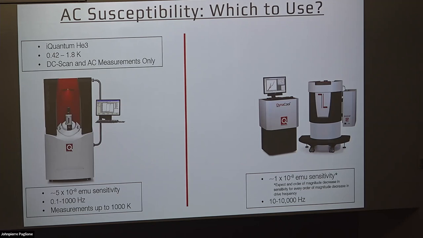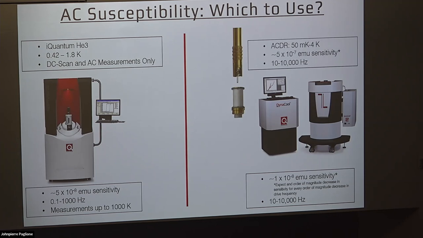Again, here we can decrease the measurement temperature down to 0.42 Kelvin with the iQuantum Helium-3. But here, I would say the Dynacool wins out if we want to go even lower in temperature, because we have an AC susceptometer for a dilution refrigerator insert. So we can do AC susceptometry down to 50 millikelvin with the ACDR option. So again, the story here is you've got to have both systems, right? That's what I'm saying. But no, you don't have to. If you can't have both systems, think about what your measurement parameters are, what you really need, because they really do complement each other well.